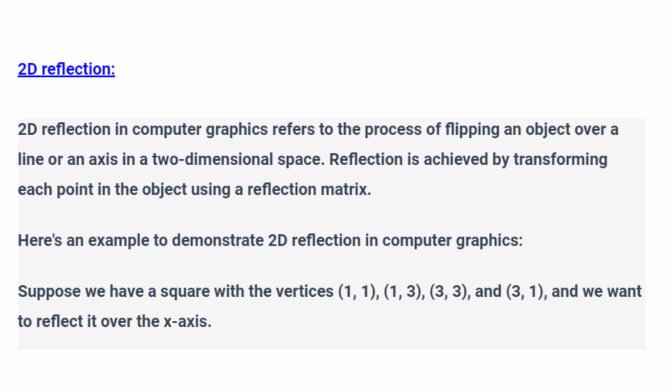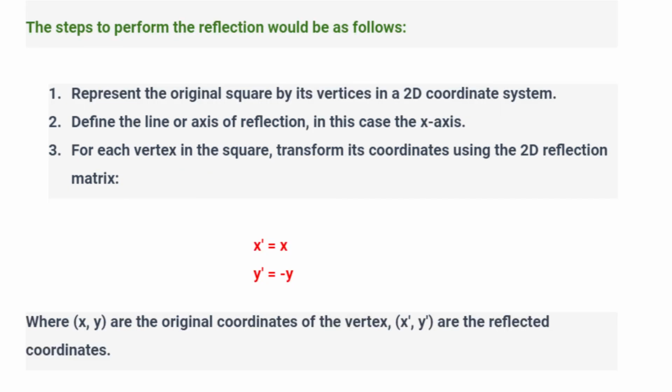Here is an example to demonstrate 2D reflection in computer graphics. Suppose we have a square with the vertices (1,1), (1,3), (3,3), and (3,1), and we want to reflect it over the x-axis. The steps to perform the reflection would be as follows.